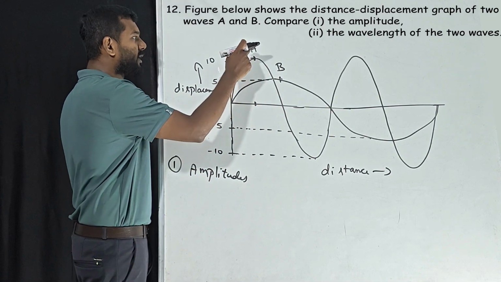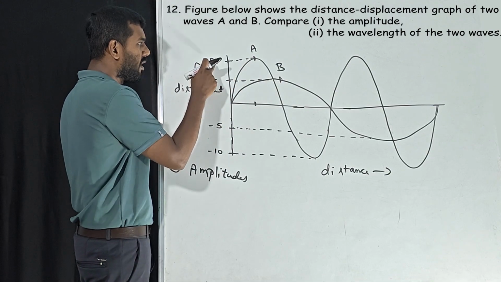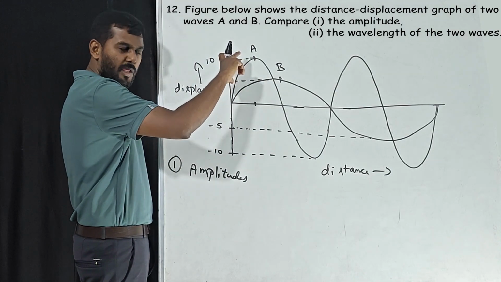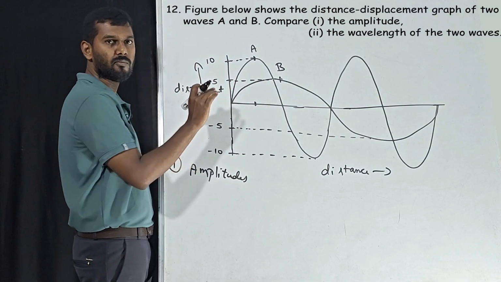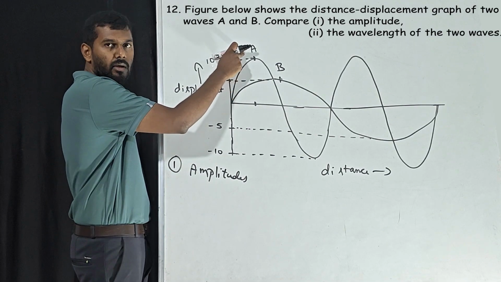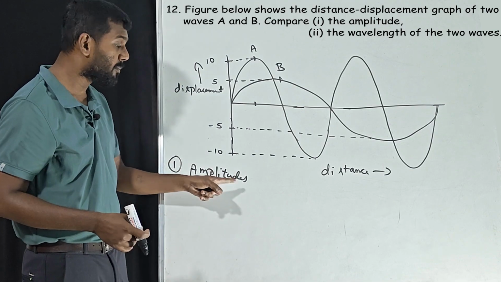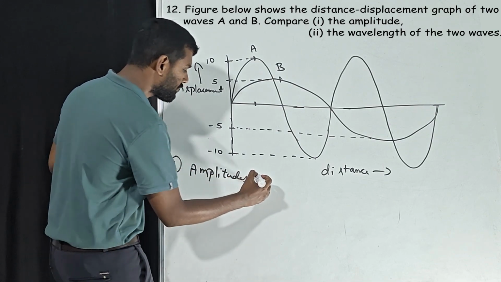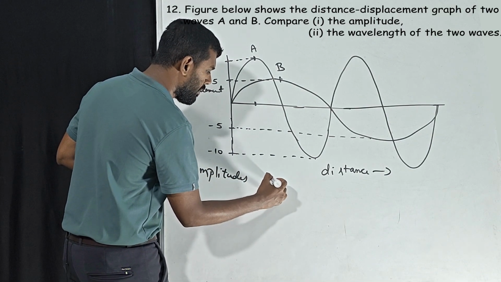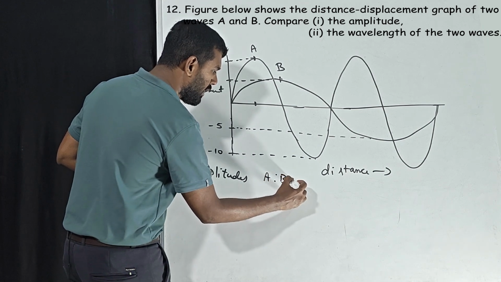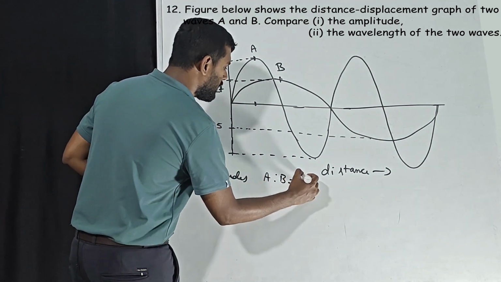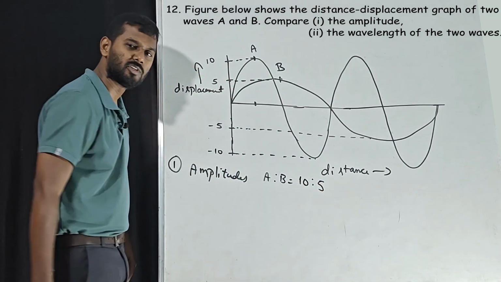So which has more height, wave A or wave B? See, wave A has 10, correct? Wave B has 5. So which has more? A, correct? A has more amplitude. So we need to compare the amplitudes. That means A is to B is equal to how much? 10 is to 5, correct? So this is the amplitude.